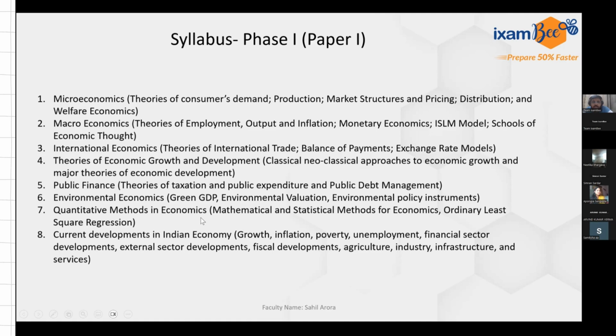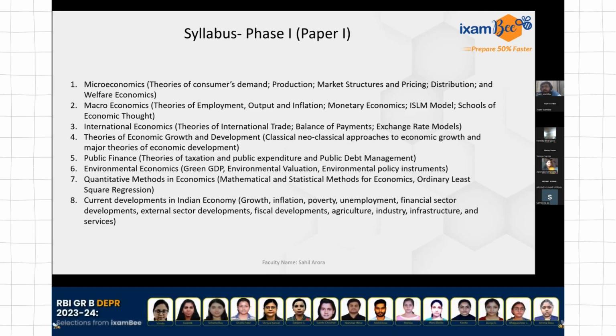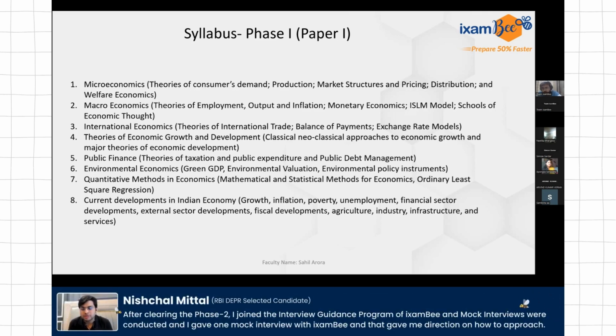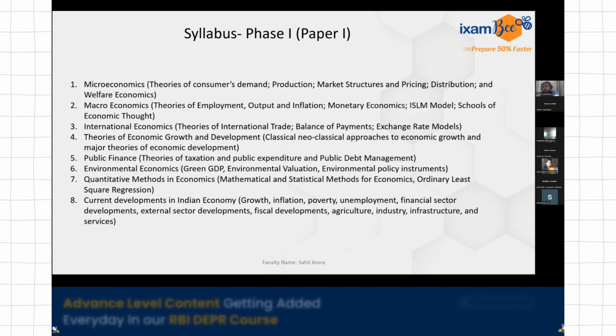Coming to quantitative methods in economics. In quantitative methods in economics, I have seen questions from stats and economics more as compared to maths. So in maths, I have seen they ask you to calculate the eigenvalue, the determinant is given to you, and so forth. But this is only for phase one I'm talking about, not for phase two, right? But in the case of stats, they are asking more about probabilities, right? Sometimes I've seen one, sometimes I've seen 3 to 4 questions related to probability.